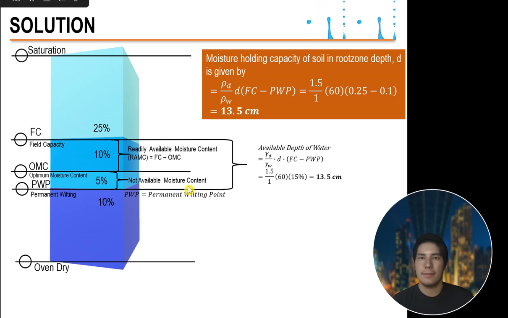So, bali, in terms of depth naman, so we have this dry density over density of water, which is 1. We have the root zone depth, which is 60. And then we have this tau, no? The total available water content, which is 15%. So, in cm, we have 13.5 centimeter. And yan na yung sagot.